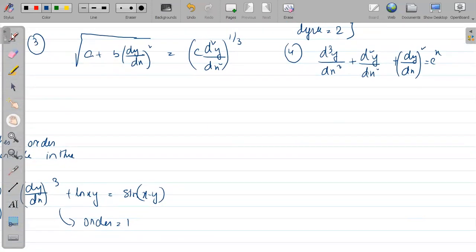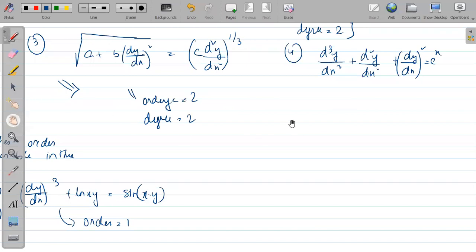Number 3 is also simple. Both are 2, sir. Obviously, it is the same question. The order is 2, and then the degree is also 2.